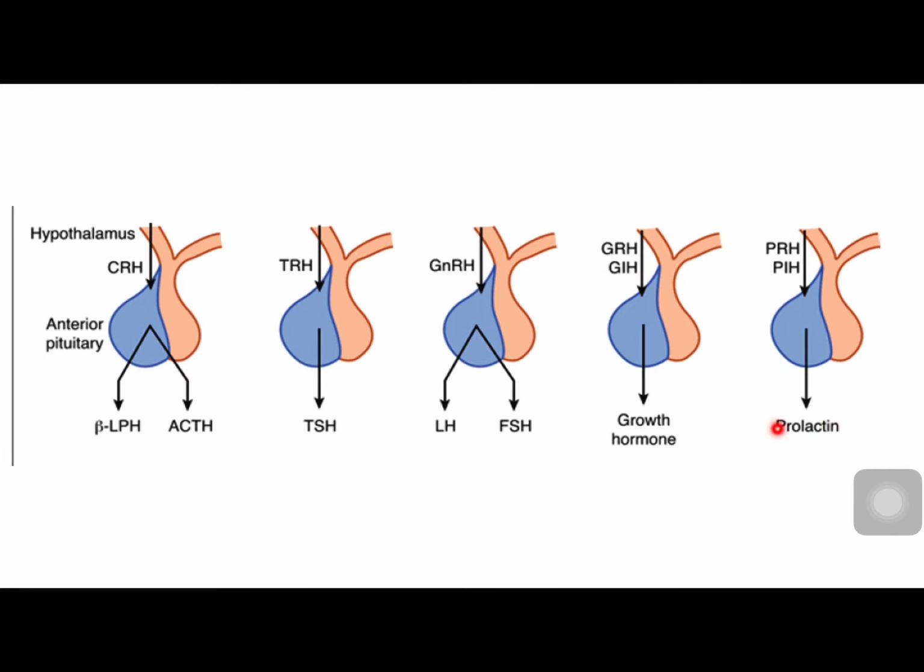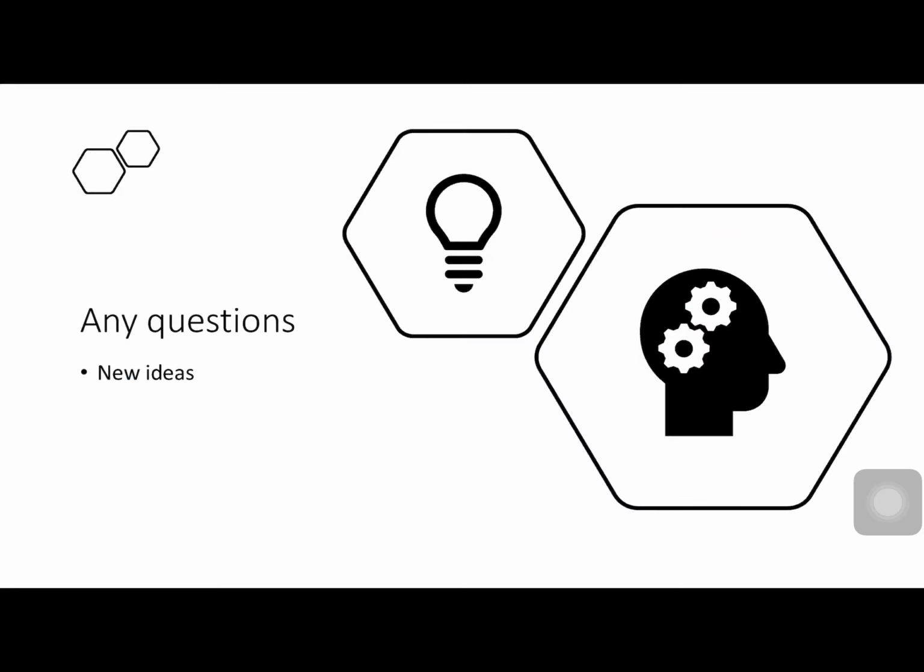The hormones regulating prolactin release from the anterior pituitary are prolactin releasing hormone and prolactin inhibitory hormone. The other name for prolactin inhibitory hormone is dopamine. So prolactin releasing hormone promotes the release of prolactin, whereas dopamine inhibits it. So these are the different hormones released from the hypothalamus, which reach the anterior pituitary via the hypophyseal portal system and either cause release or inhibit the release of anterior pituitary hormones.